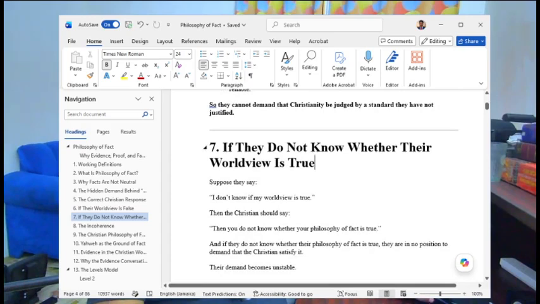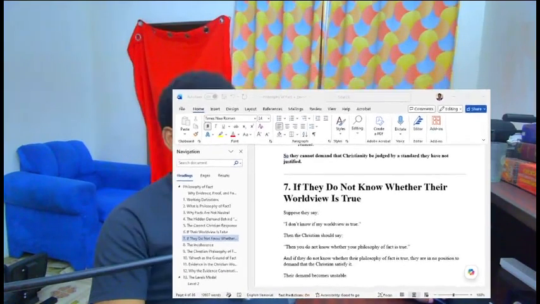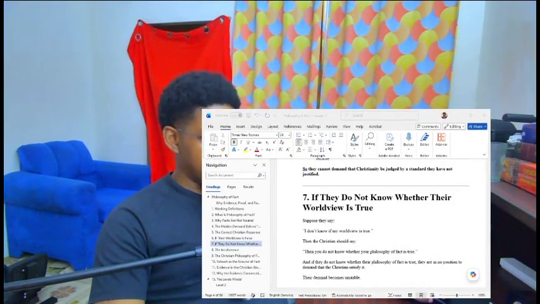Okay, so here are some options now. Sometimes the atheist or the non-believer will say that they don't know if their worldview is true.